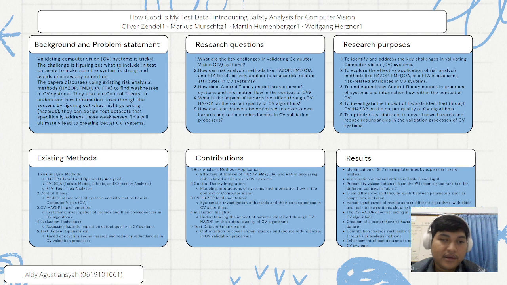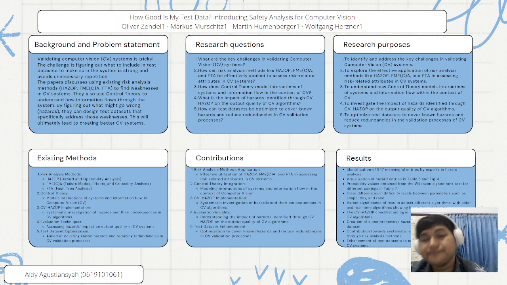Existing methods. The existing methods include: 1. Risk analysis methods, 2. Control theory, 3. CV HAZOP implementation, 4. Evaluation technique, 5. Test dataset optimization. Contribution. So these papers contribute to: 1. Risk analysis method application, 2. Control theory integration, 3. CV HAZOP implementation, 4. Evaluation insight, 5. Test dataset enhancement.